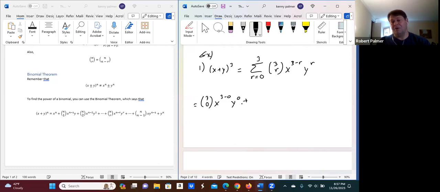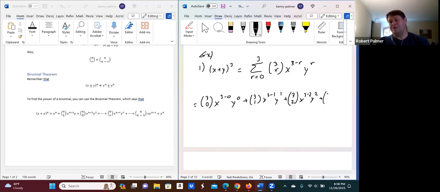That's our first term. Then add that, and when r is 1, replacing all the r's with 1, we have coefficient 3 over 1, x to the 3 minus 1 times y to the 1. Let's squeeze all these in. And we have 3 over 2, make r equals 2, then x to the 3 minus 2, not y first, x to the 3 minus 2 times y squared.